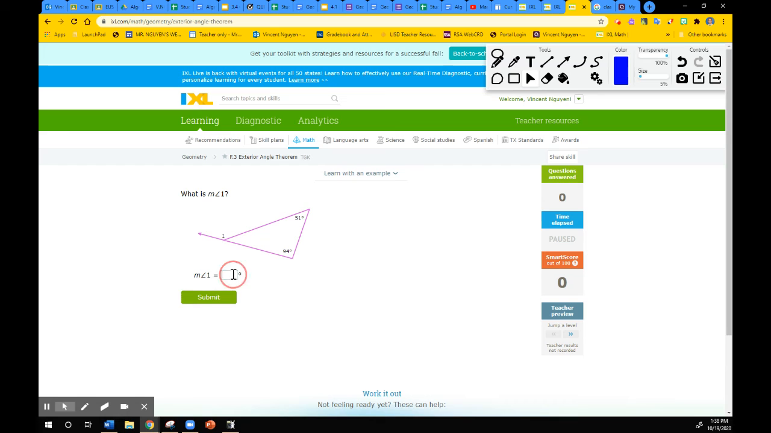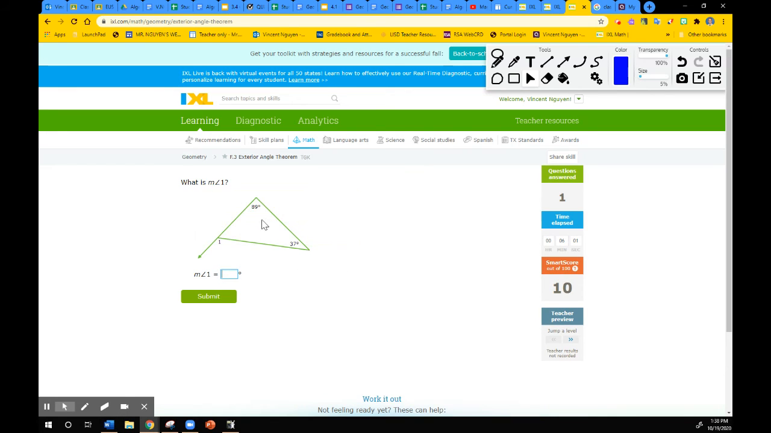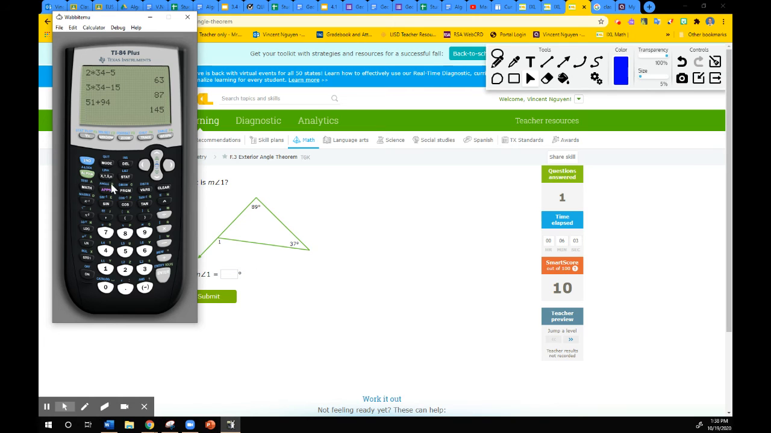Let's type in 145. That's the outside angle. Again, 89 plus 37. That's the outside angle. 126.